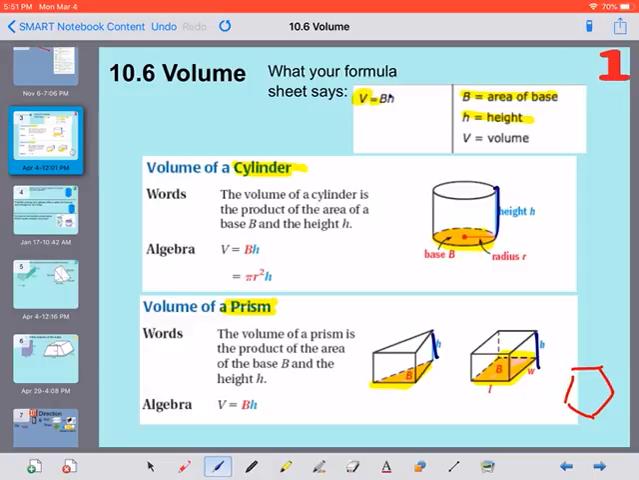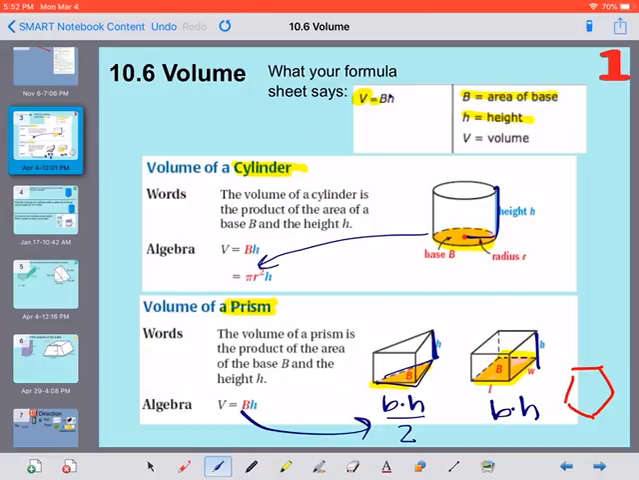The only difference is, for a circle, the area of your base is pi times radius squared, pi r squared. So you need to find the radius. If you're given a diameter, you would have to divide it in half. And then down here, remember, area of a triangle is base times height divided by 2, and then you would multiply by the height. That's your area of your base. And here, area of our base is base times height, or length times width.